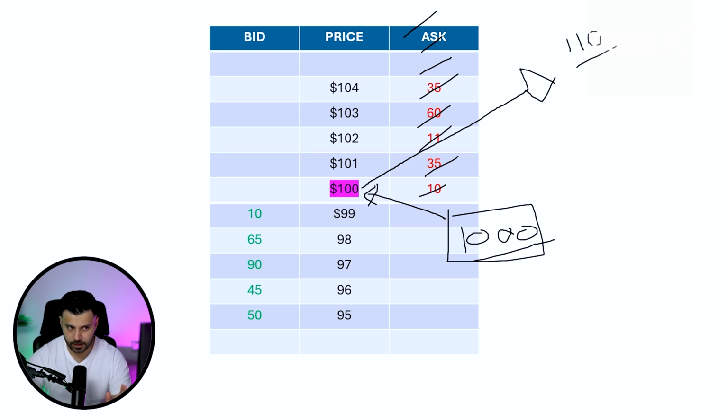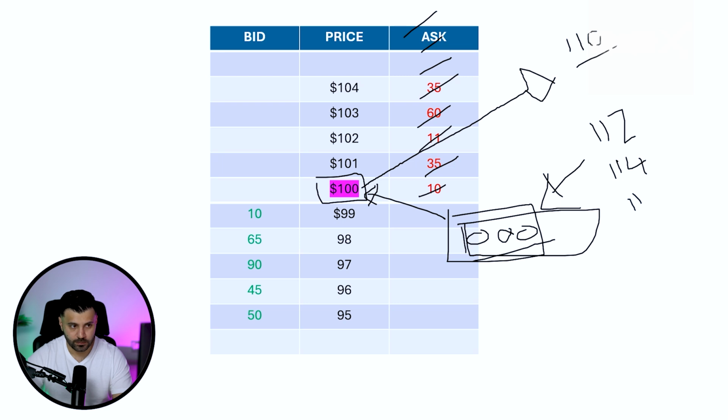The problem with this, from a big order perspective, is that their average price is not going to be 100. So their intention was to fill the majority of their 1,000 orders at $100, but they're not going to get that fill because the price is just going to keep going up and up and up until those 1,000 orders are filled. And by the end of it, the average price for those 1,000 shares could be around 112, 114, 116, depending on how thin the books were.